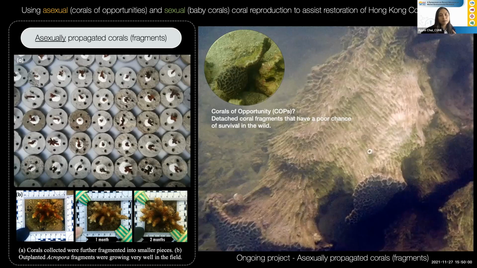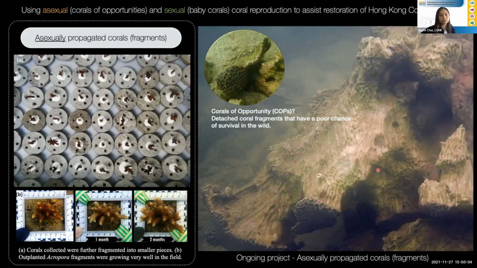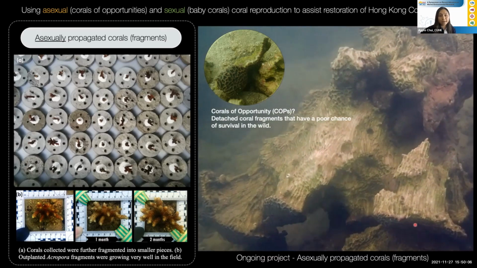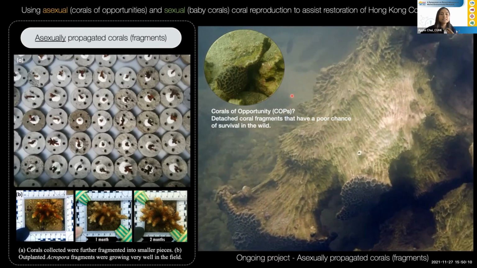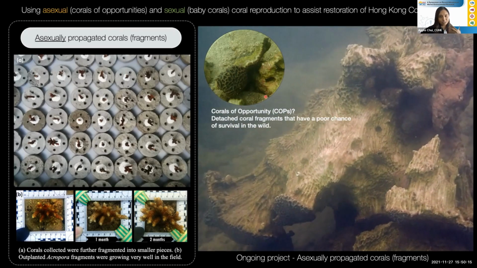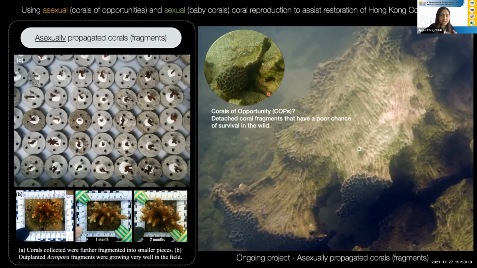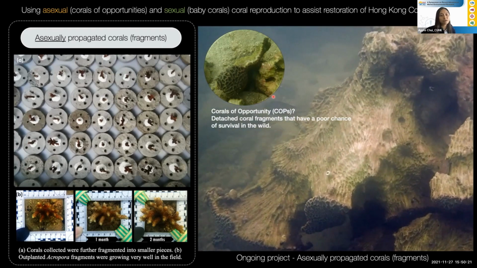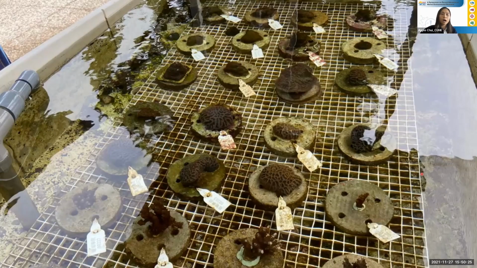These asexually propagated corals are actually broken portions of a coral colony in the field. So these coral fragments, once they're broken, we collect them. People actually give these fragments a very beautiful name, the corals of opportunity, meaning that if you don't save them, they will probably die in the natural environment. So me and my team will go out and collect them.